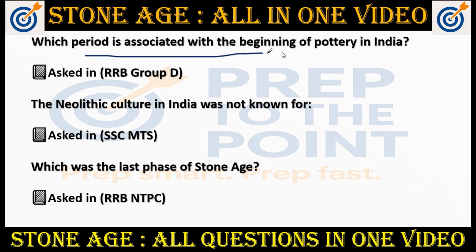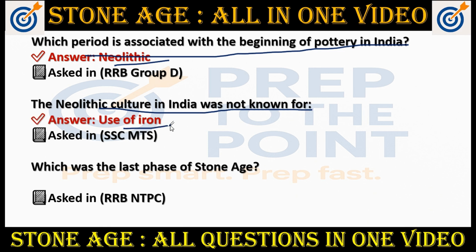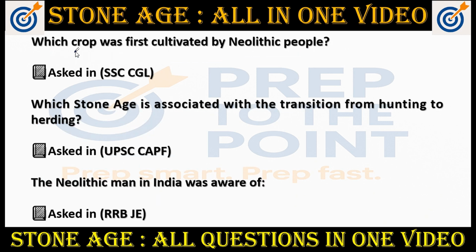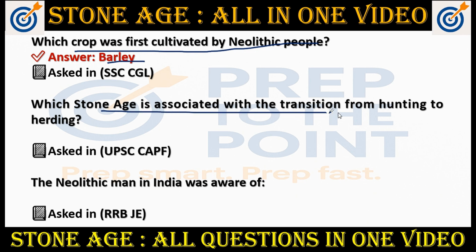Which period is associated with the beginning of pottery in India? Neolithic age. The Neolithic culture in India was not known for use of iron. Which was the last phase of Stone Age? It is Neolithic age. Which crop was first cultivated by Neolithic people? Barley was first cultivated by Neolithic people. Which stone age is associated with the transition from hunting to herding? It is Neolithic age.